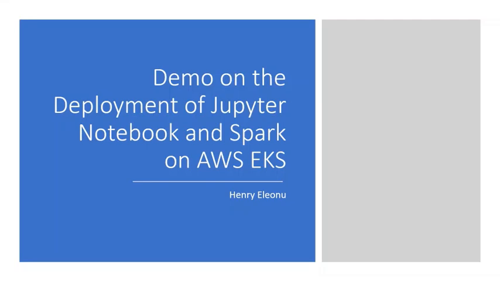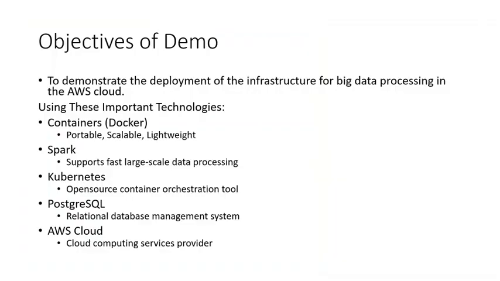The objective of this demo is to demonstrate the deployment of infrastructure for big data processing in AWS cloud. We'll be using some technologies such as Docker, Spark, Kubernetes, and PostgreSQL.